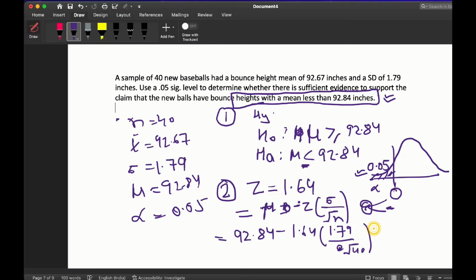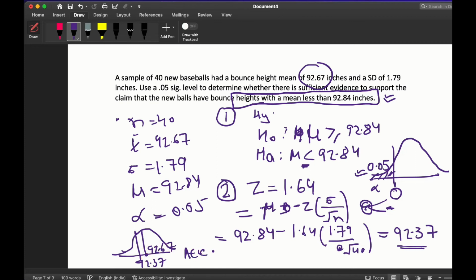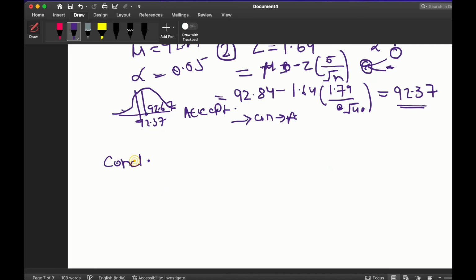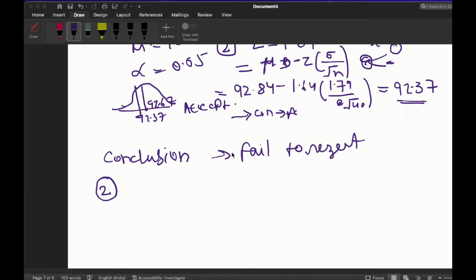So if you calculate this, you will get 92.37. So you see this is 92.37, and we have to see about 92.67. 92.67 will come here, which is coming into the acceptance region. So the conclusion is we fail to reject.